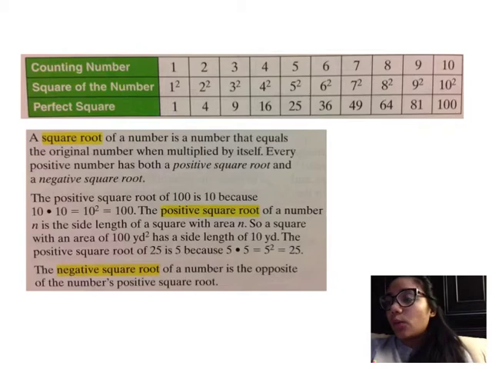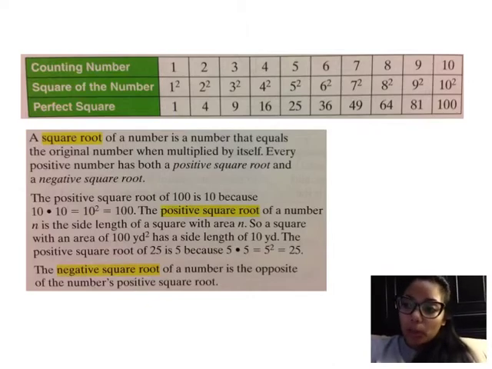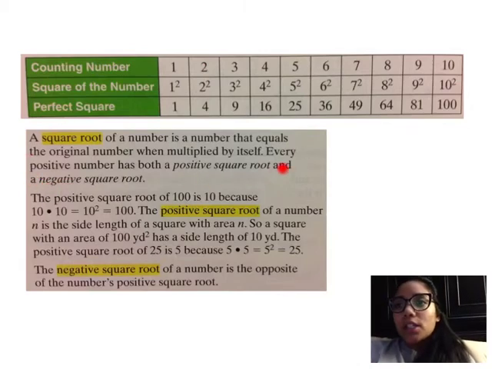8 squared is 64. 9 squared is 81. 10 squared is 100. You should know these. If you don't, you need to memorize them. Now's your time. So, a square root of a number is a number that equals the original number when multiplied by itself. So, every positive number has a positive square root and a negative square root.